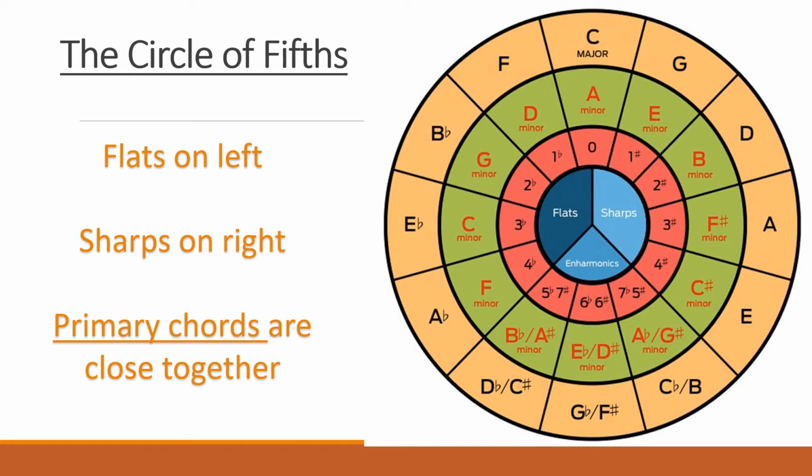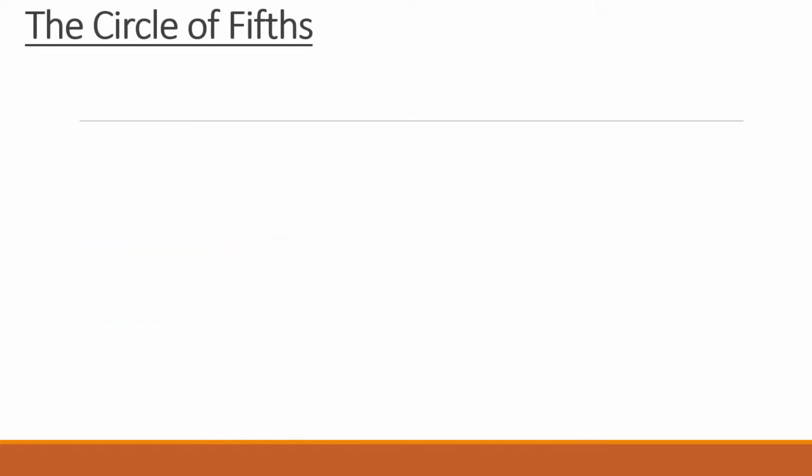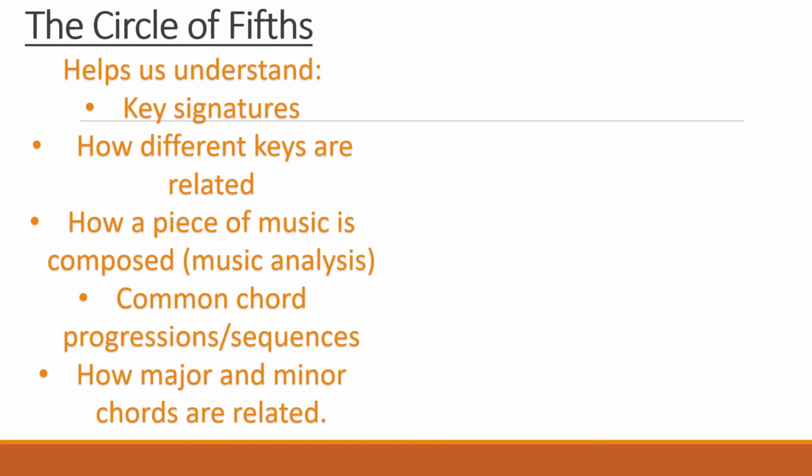So we've got the side on the left, which is mostly flats. So keys with flat key signatures. And then on the right-hand side, we have keys which have sharps. Another thing which the circle of fifths tells us is what the primary chords are and it tells us how closely related each of these keys are. So when I mean keys, I mean a key signature, and we'll get into that in a minute. So the circle of fifths helps us understand key signatures.